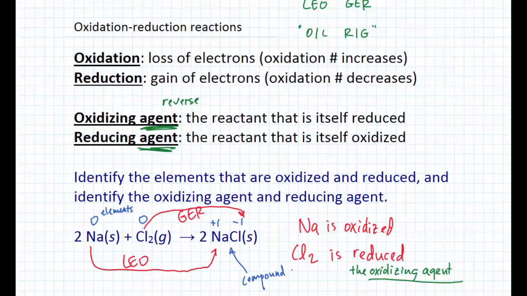So it's that sodium that had an extra electron, it gave it to the chlorine, for the chlorine to become minus. So sodium was oxidized because it lost an electron. Cl2 is reduced because it gained an electron. But because chlorine was reduced, that makes chlorine the oxidizing agent. Because chlorine itself was reduced, it caused the sodium to be oxidized. So chlorine's role was to cause the oxidation of the other reactant. That's what makes it the oxidizing agent.